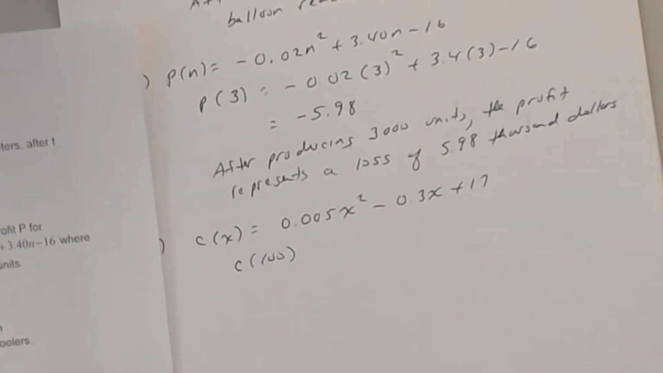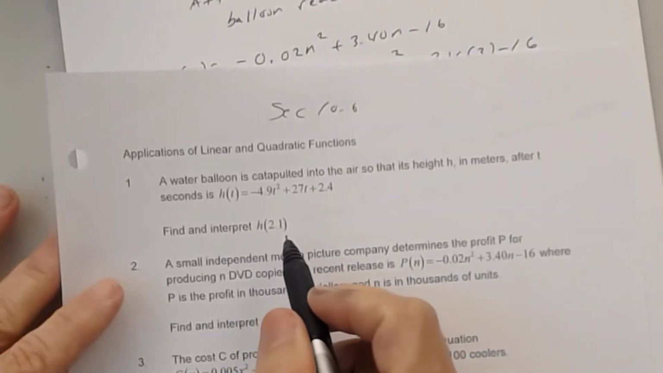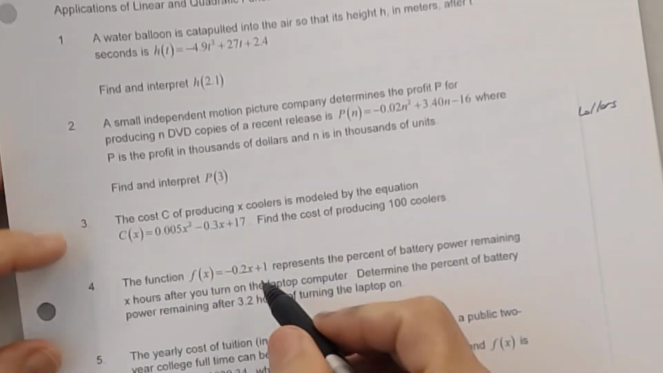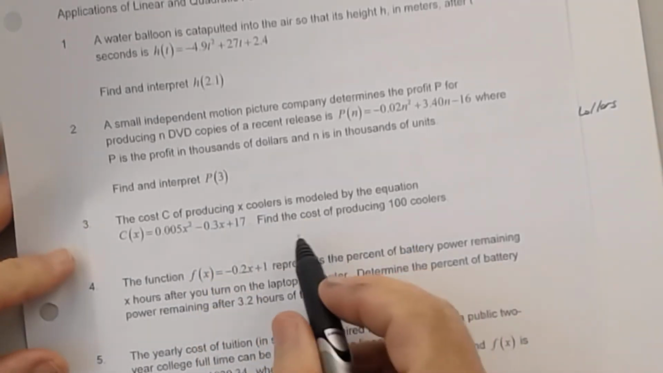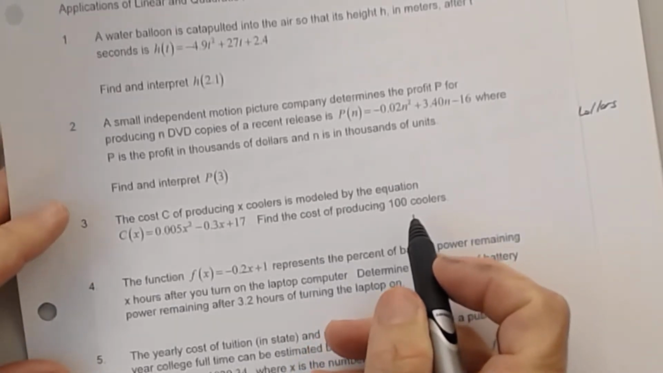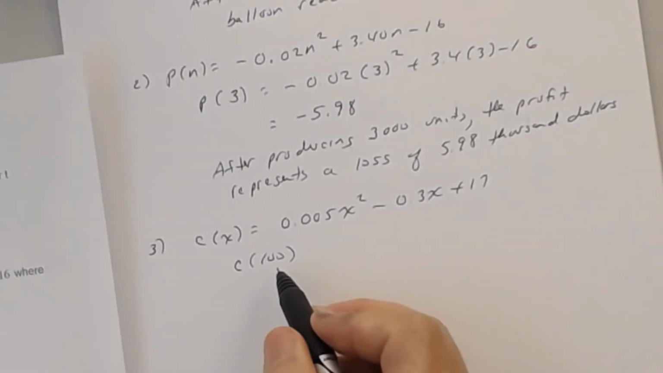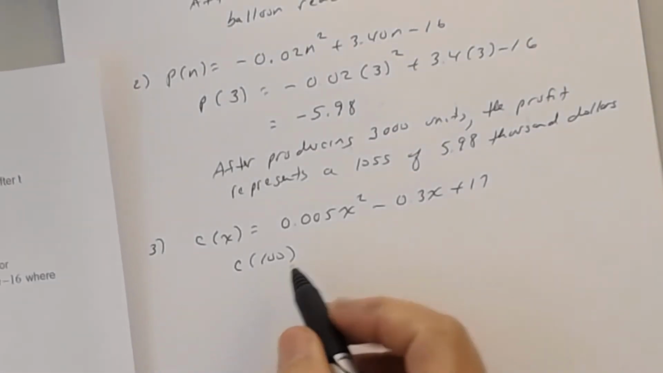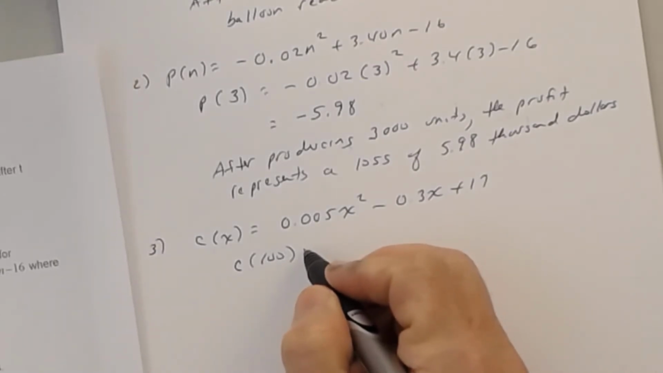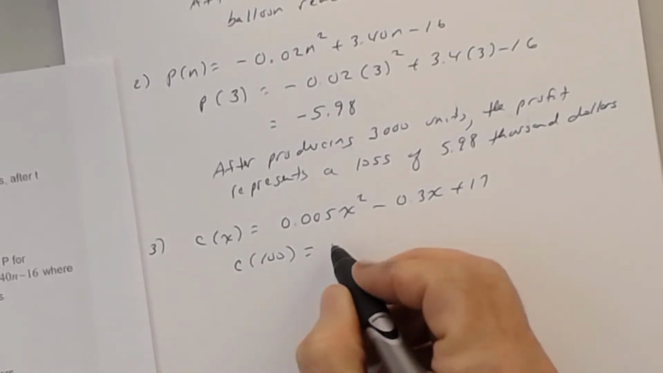100. All right, so notice in the previous two, I told you I want you to find H of 2.1, and I want to find P of 3, but here I don't say anything like that. When it says find the cost of producing 100 coolers, that means you want to find C of 100. So that's what you have to write first. Wherever you see the variable x, what do you plug in? 100.